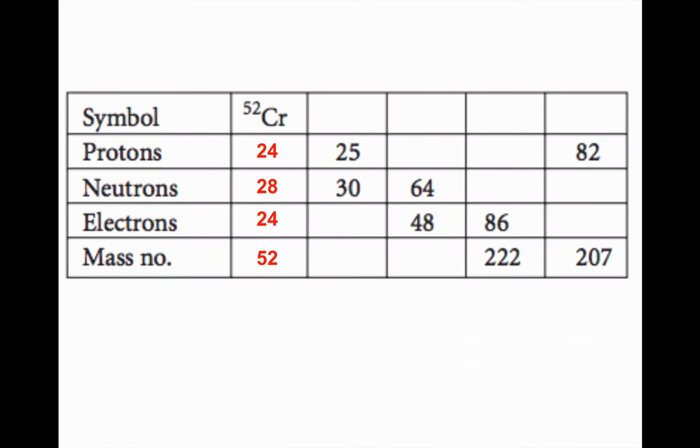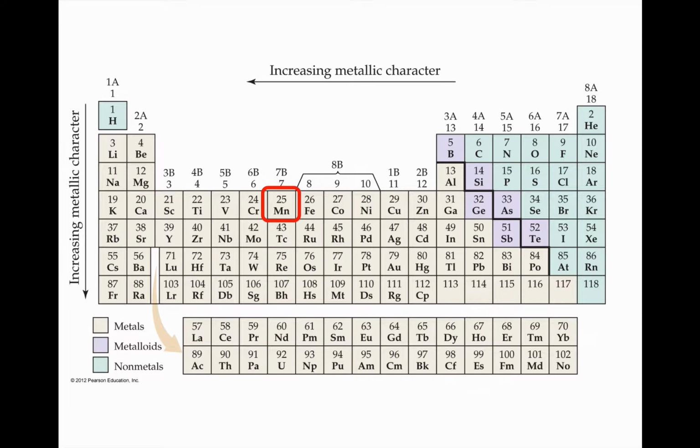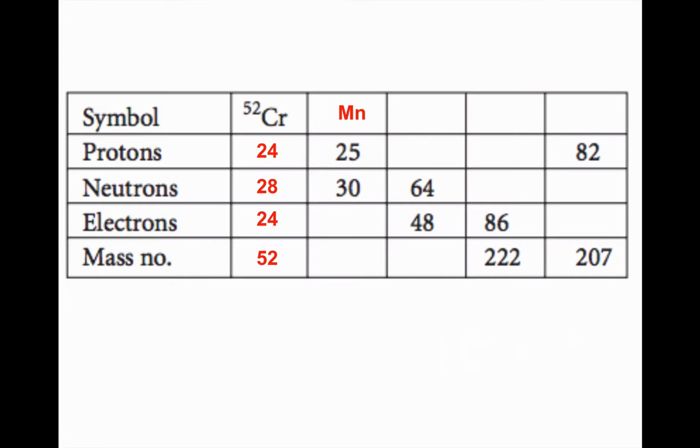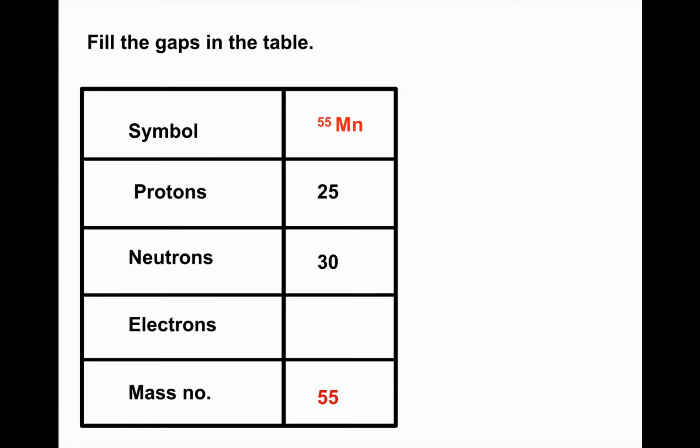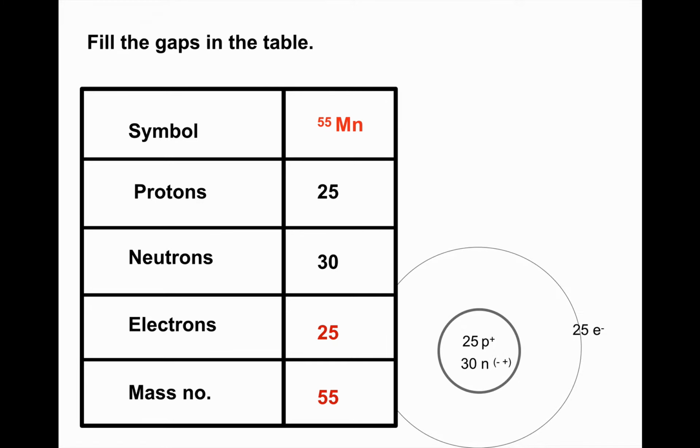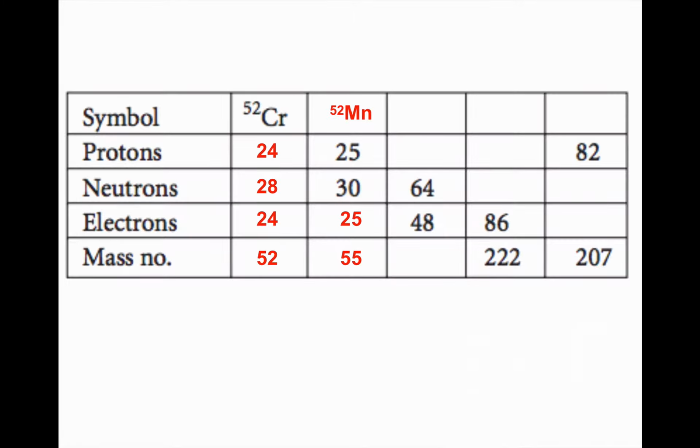Looking at the next one, they gave me the fact that it has 25 protons. If you've got 25 protons, that means you're manganese. If you've got 25 protons and 30 neutrons, you're talking about manganese-55, with a mass number of 55. And if it's a neutral atom with 25 protons, you have to have 25 electrons. So use the clues to figure out what the missing information is. You can do the same for the rest of them.